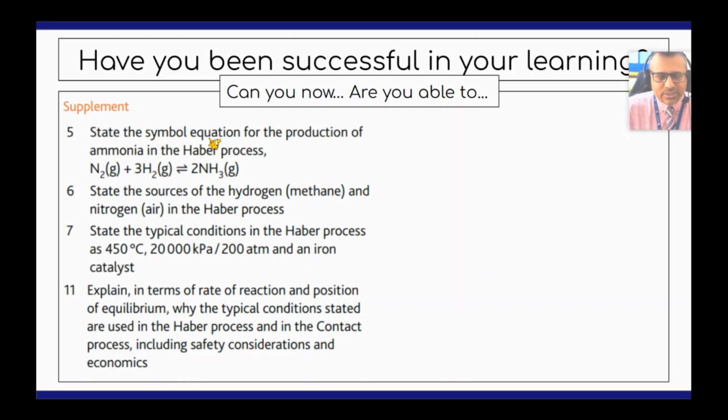If they ask you for the symbol equation for the production of ammonia in the Haber process for Cambridge IGCSE, I would give this equation with the reversible reaction sign. State the sources of hydrogen as methane and state the sources of nitrogen as air in the Haber process, but you can also state the sources of hydrogen as being from the cracking of hydrocarbons. So remember that if you forget that the source of the hydrogen is methane, and state the typical conditions, trying to remember 450 degrees C, 200 atmospheres, and an iron catalyst.